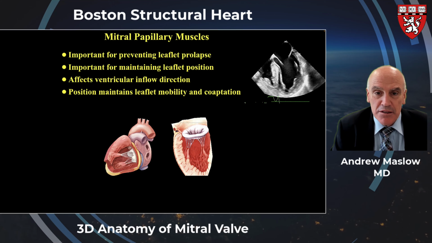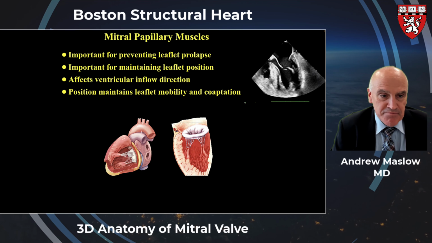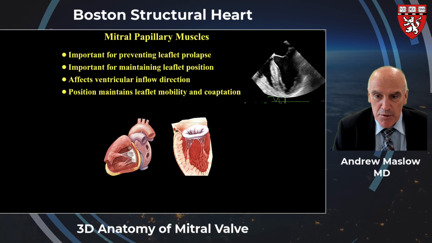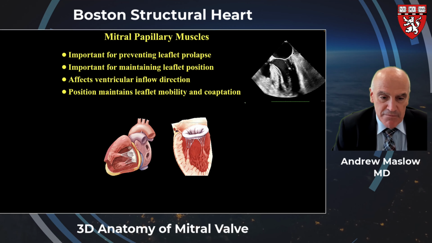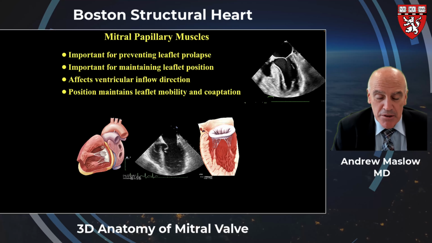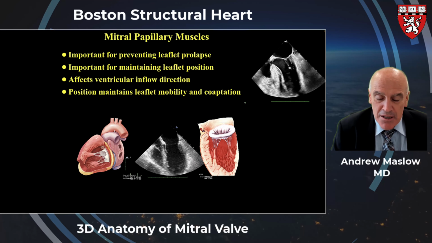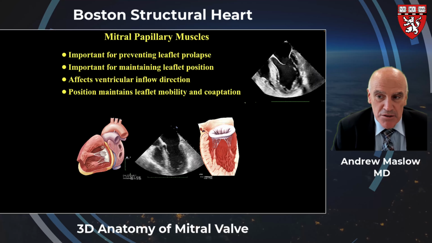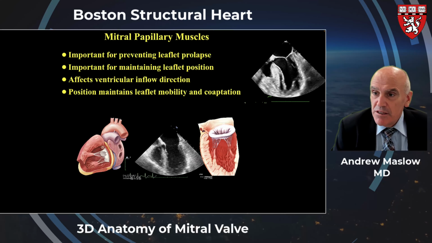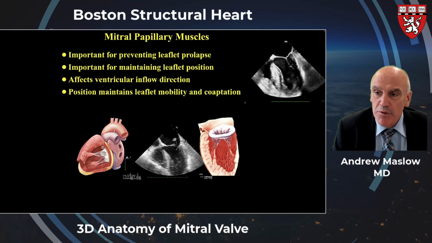Papillary muscles are important for preventing leaflet prolapse by contracting and stopping the leaflets from moving further back. They also affect ventricular inflow and outflow, and the position of the papillary muscles maintains leaflet mobility and coaptation. In the middle, you can see what happens with a ruptured papillary muscle. The anterior leaflet appears flail, and there is a large mass in the left atrium, being the portion of the papillary muscle torn off. Compare that to the right upper 4-chamber view, where the leaflets are opening and coapting normally.